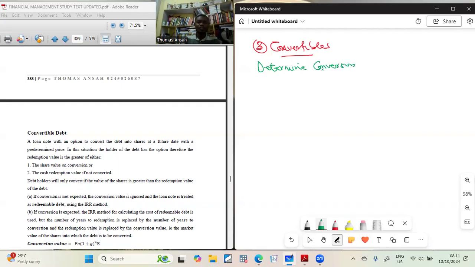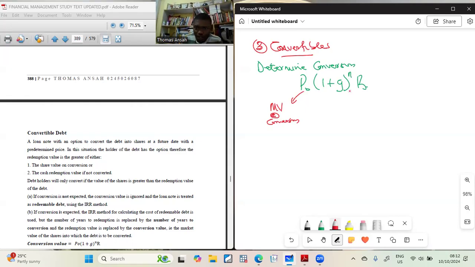And how do you determine conversion? Determining conversion is given by a formula, all right? And the formula is P0 into bracket 1 plus g, that is growth, raised to the power N, then R. I'm going to explain this to you. Now, what is P0? So P0 is the market value of the shares at conversion. They will tell you that debt without conversion will have this price. So that is the price.